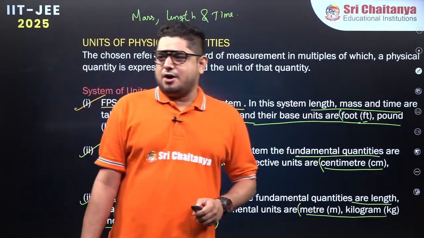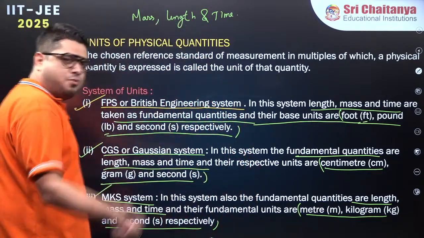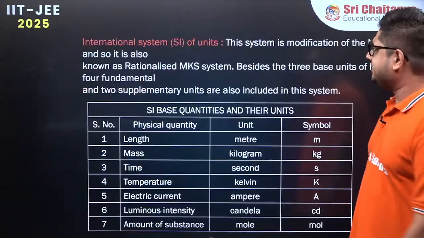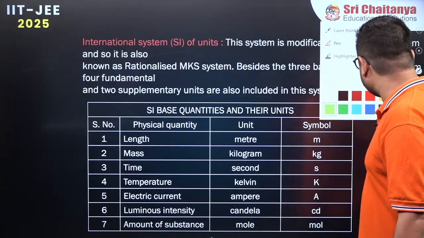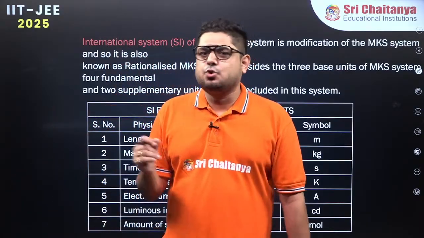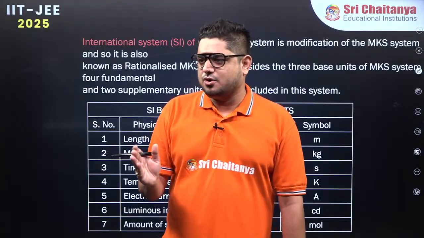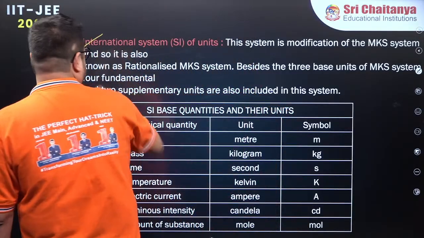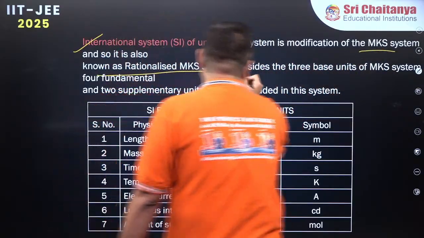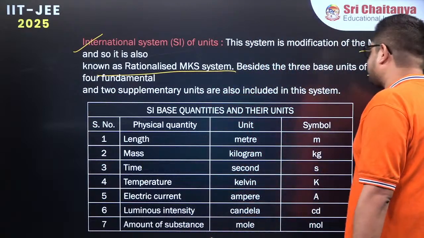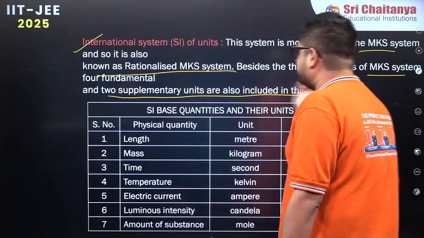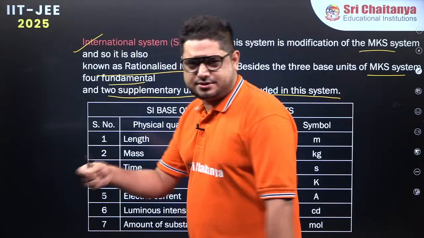Now comes the most important part, everyone, that is the international system, because in our JEE Main and Advanced curriculum we are going to use the SI system itself for our calculations. The system is a modification of the MKS system, so it's also known as the rationalized MKS system. Besides the 3 base units of the MKS system, 4 fundamental and 2 supplementary units are also included in the system. We will discuss the supplementary units in the upcoming context.